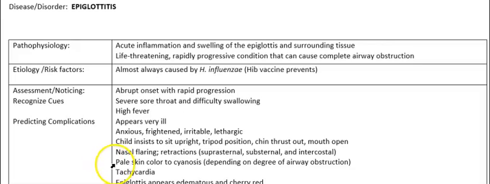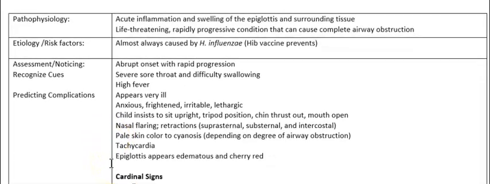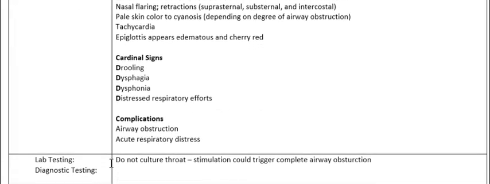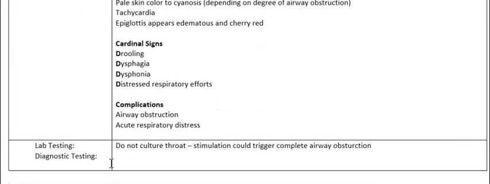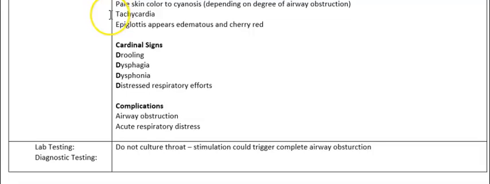Pale skin color to cyanosis, depending on the degree of obstruction. Tachycardia as well. So if I'm not getting enough oxygen, the heart's going to beat faster to pump around what oxygen I do have. And the epiglottis itself appears edematous and cherry red. So it's swollen and cherry red.